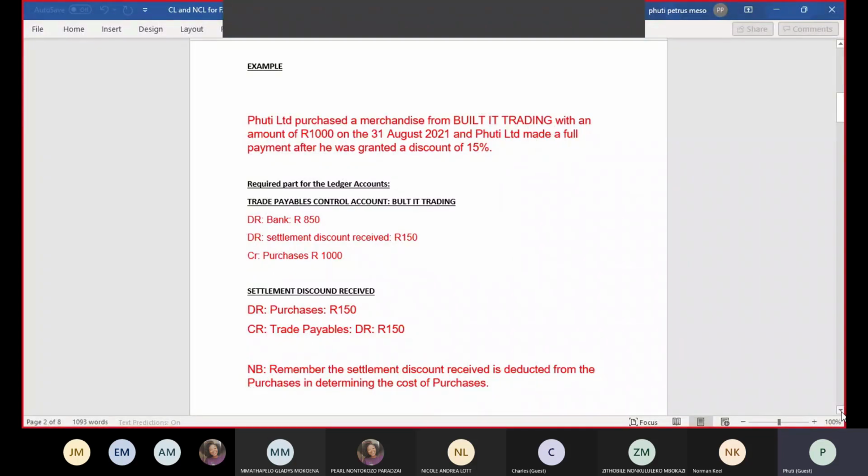So you're going to open up your own trade payables control account, which is for Belted. Then you make the debit in the bank, then you credit your settlement discount received, and then you credit the purchases.